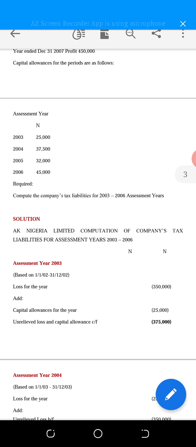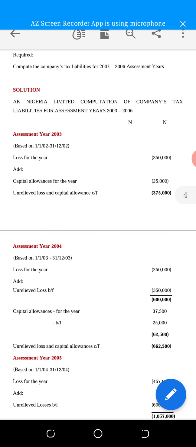Capital allowance for 2003 is 25,000. We know capital allowance is on an actual year basis, and we know what capital allowance is. That is in place of depreciation for tax purpose. You add our capital allowance, unrelieved loss and capital allowance carried forward is 375,000.